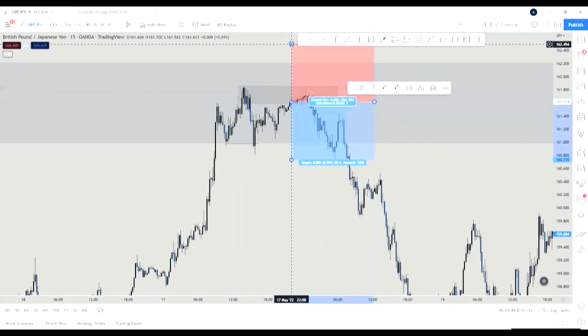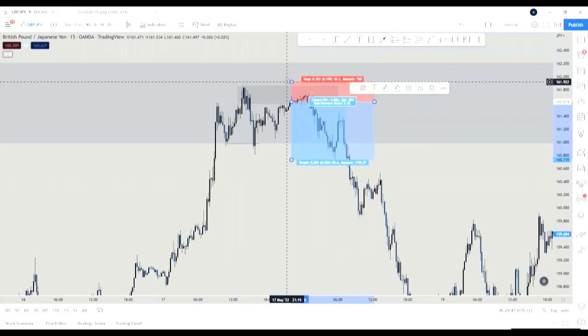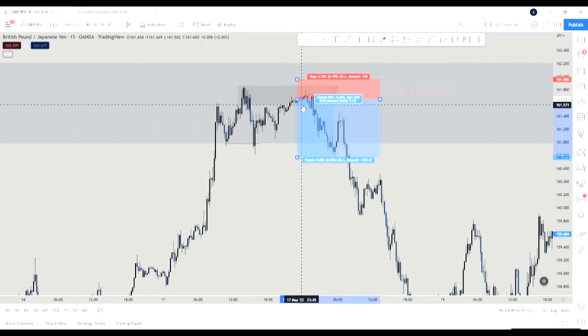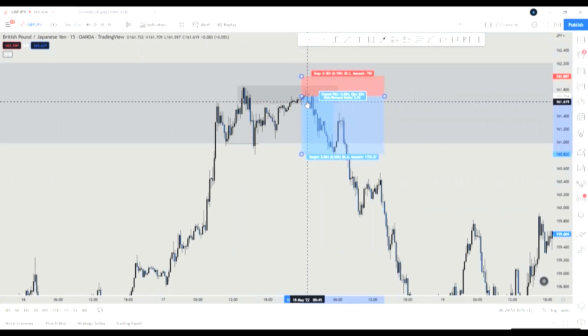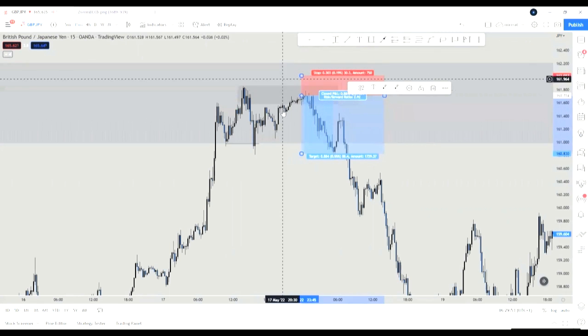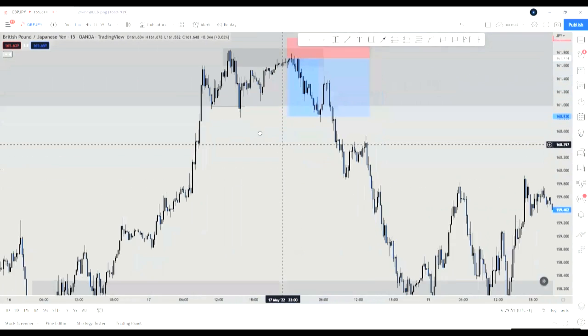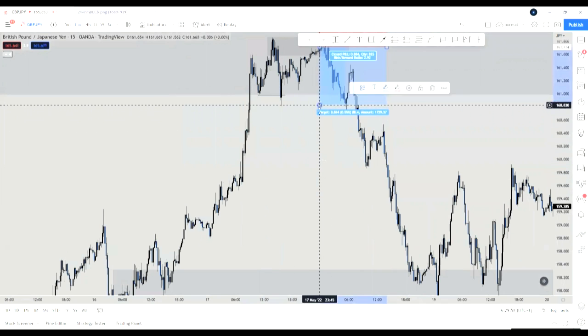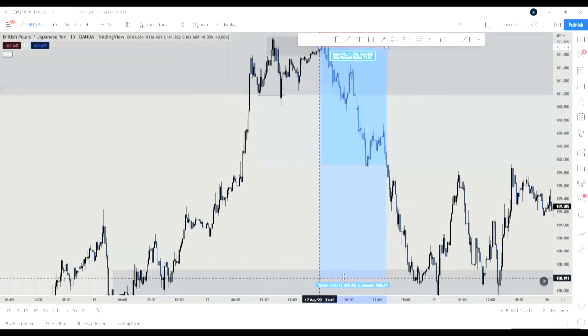So you could have entered here again. This would be a valid point to enter. This would be a valid point to enter. This would be a valid point to enter. So multiple entry signals. And where do you want to target it to? As well, the next range here.